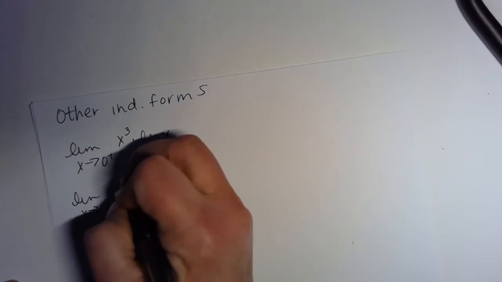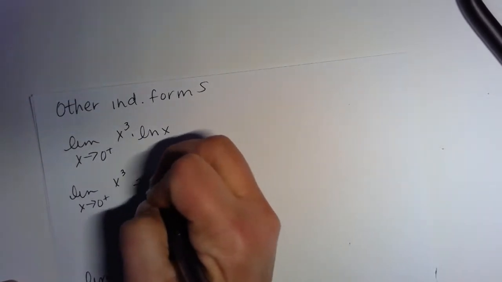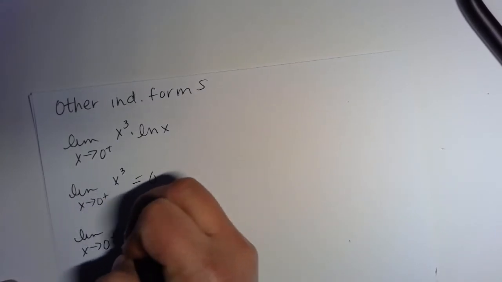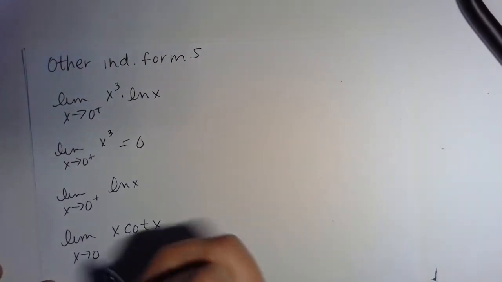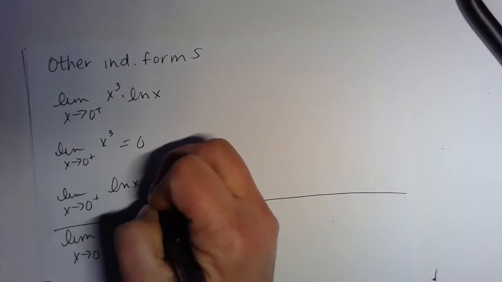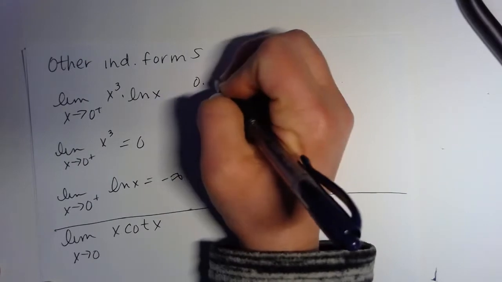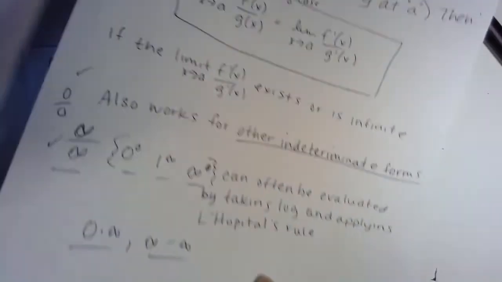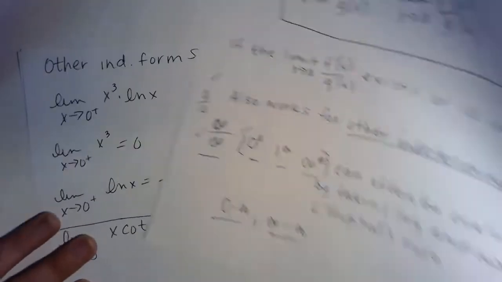So the limit as x approaches 0 of x cubed, that's just 0. And the limit as x approaches 0 from the right of the natural log of x is negative infinity. I really did not leave myself enough space here, did I? And so we have a 0 times infinity case. I mean, technically it's negative infinity, but it's still infinity. So we have this case right here: 0 times infinity.